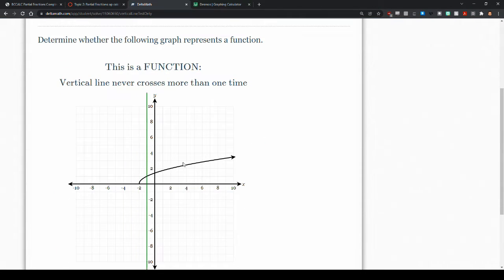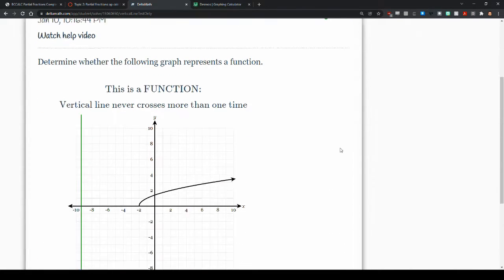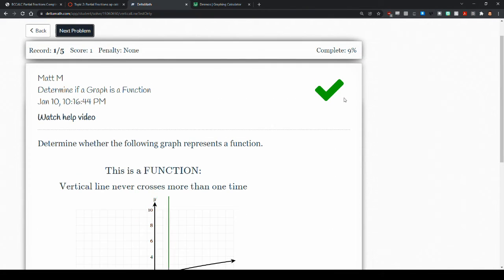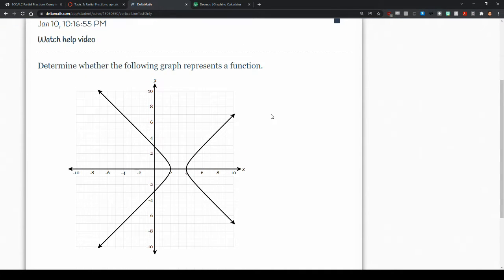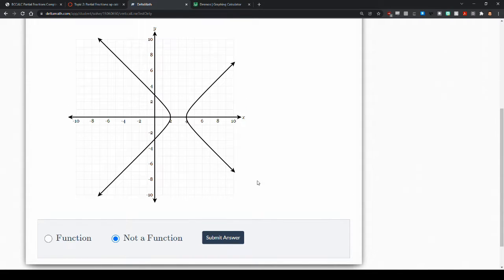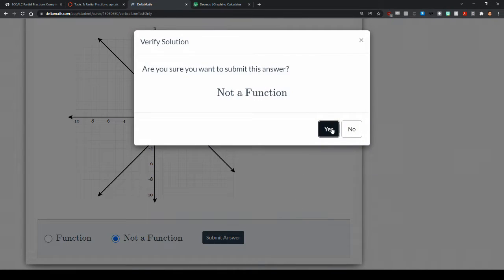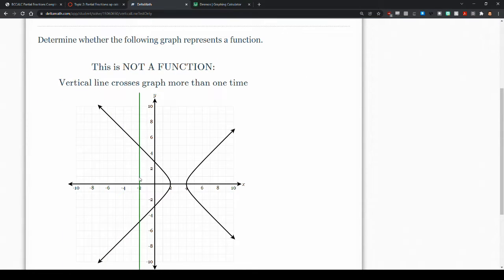And look, it gives you a nice little animation here. Let's see if on the next one we get one that's not a function. Okay, what do you think? Is this a function? Does it pass the vertical line test? No, it does not pass the vertical line test, so it's not a function. It's that simple. Notice how it crosses in two places, in a bunch of spots. That fails the vertical line test.